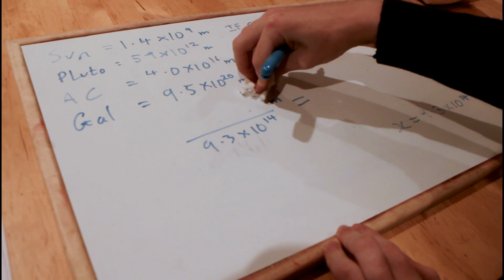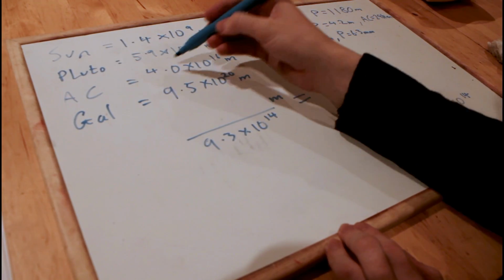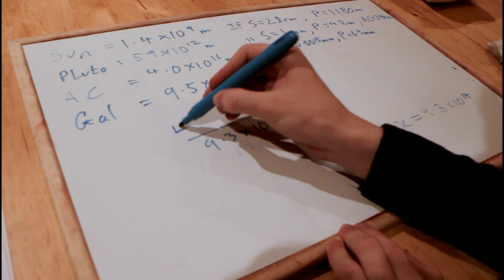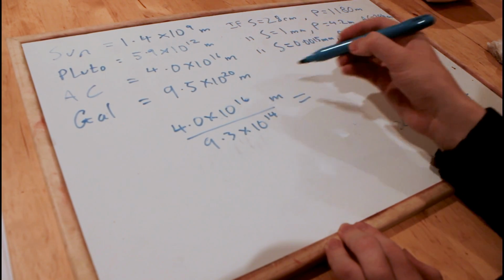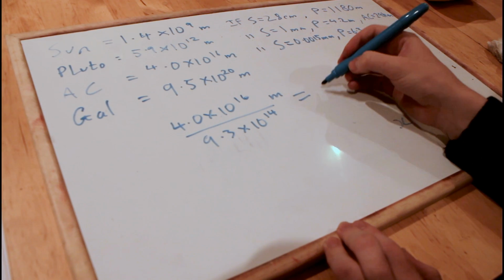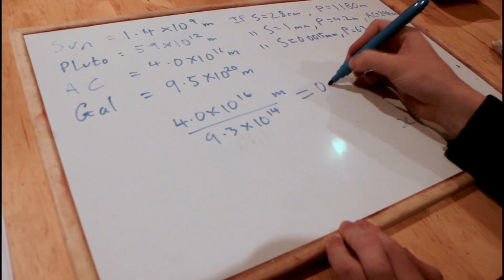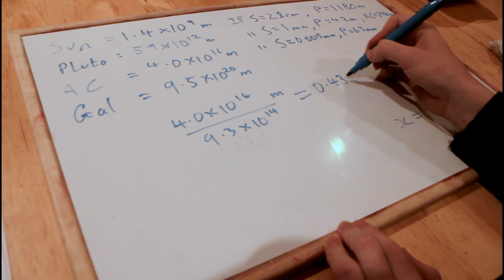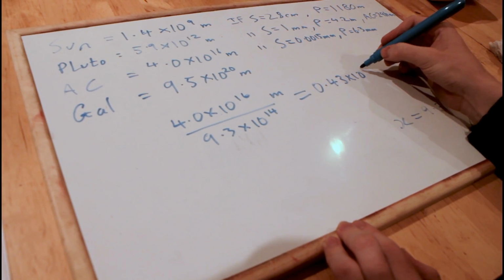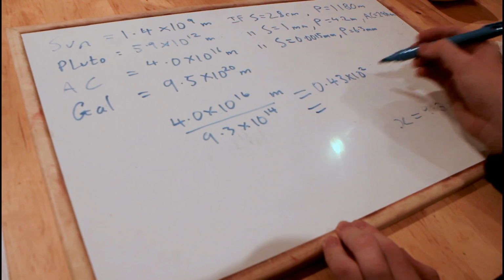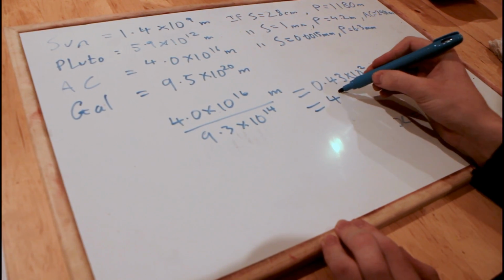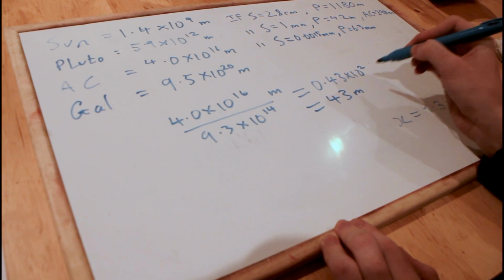Let's get rid of this and we'll replace it with our distance to Alpha Centauri. 10 to the 16. Do a little bit of maths. That comes out at 0.43 times 10 to the 2 this time, which, after a little bit of conversion, comes out at 43 meters.